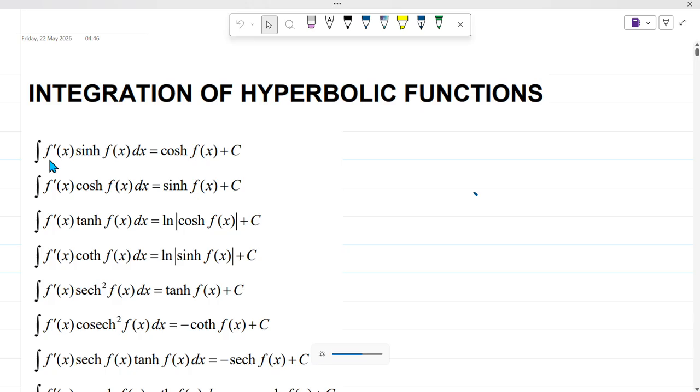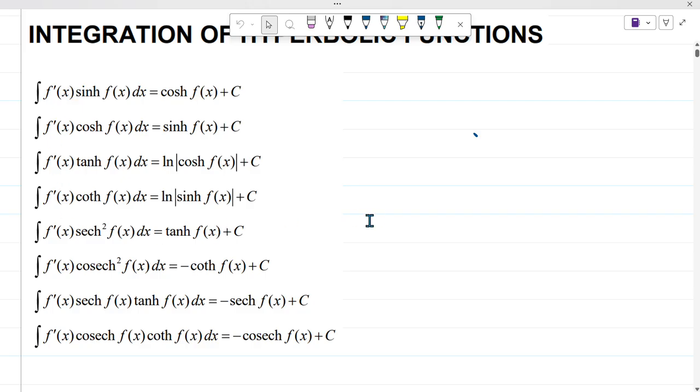Make sense? After that, you can conclude that if I have my f prime of x and the hyperbolic sine of f of x, that is equivalent to hyperbolic cos of f of x plus c. But I'll do examples, of course, to explain this nicely with the use of equations. There are a lot of formulas here which you are supposed to memorize to be able to answer questions, since sometimes in your test you won't be given these formulas. So it's good to memorize them.